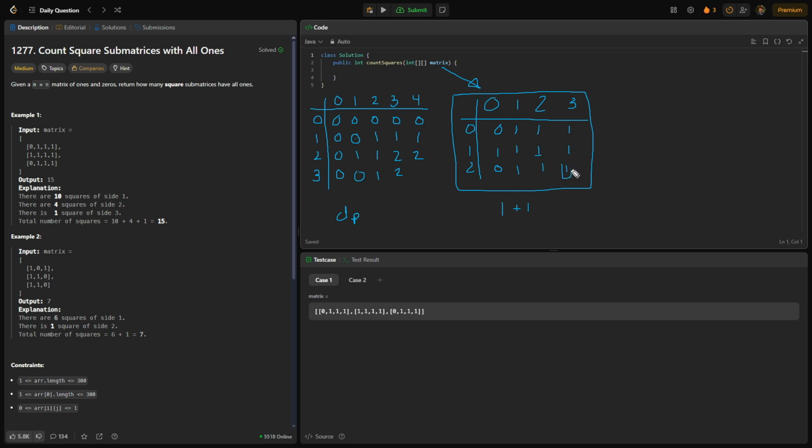And now we're looking at the bottom right corner. The minimum value around it is 2. We're going to add 1. So it becomes 3. And then if we add all of these up, we get the answer is 15, which is our solution. So 3, 5, 6, 7, 8, 9, 10, 11, 12, 13, 14, 15. So that's how we're going to solve this problem.